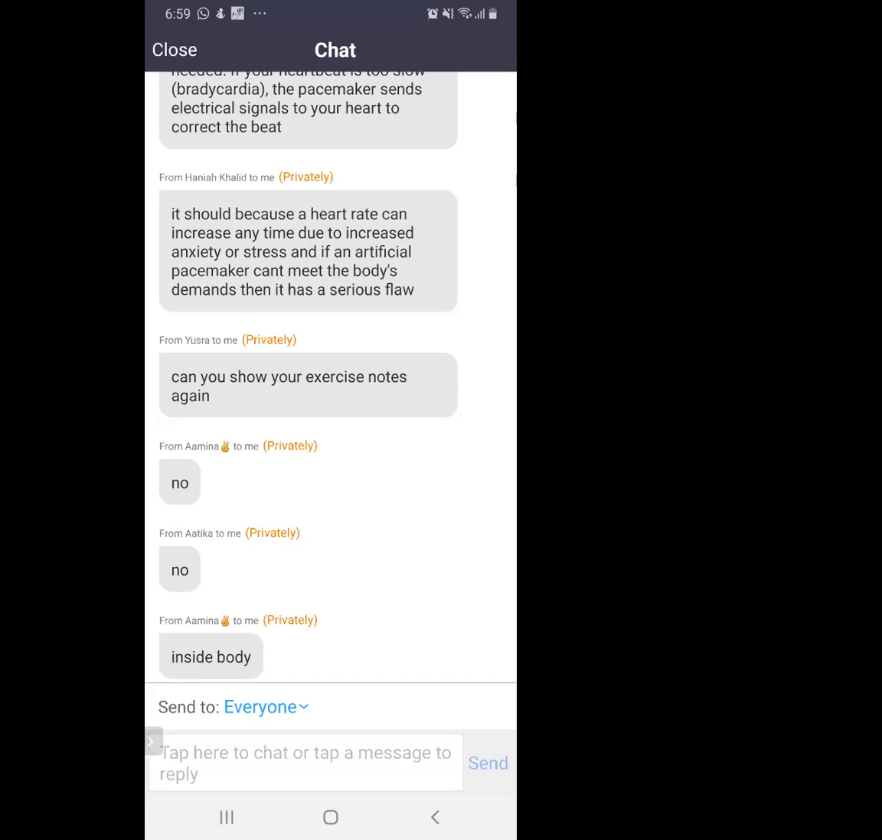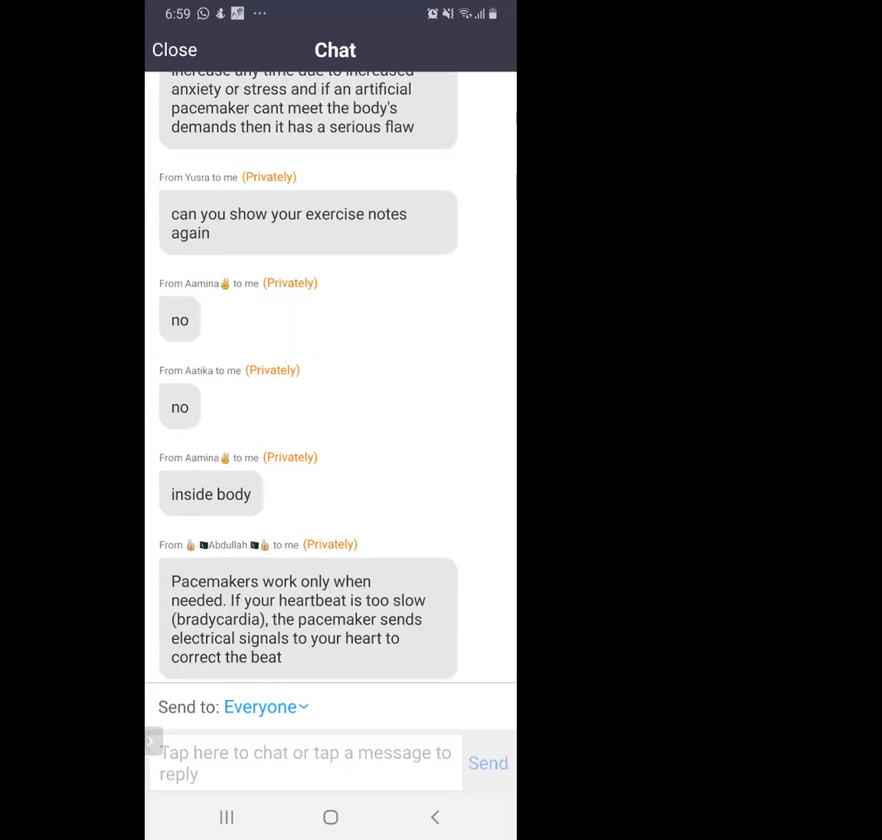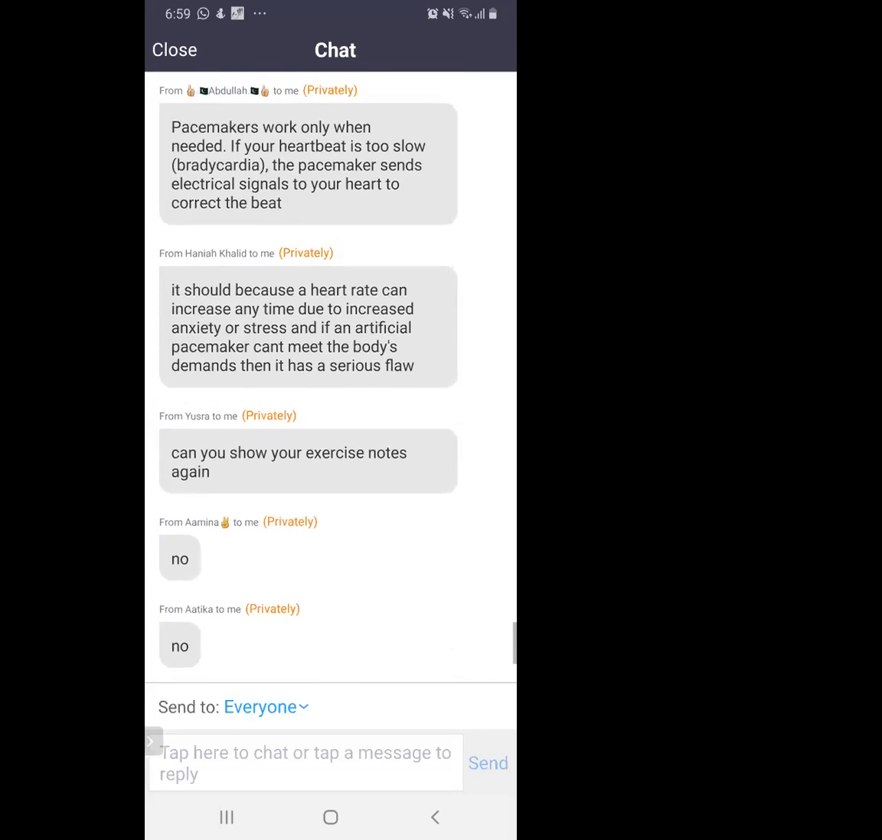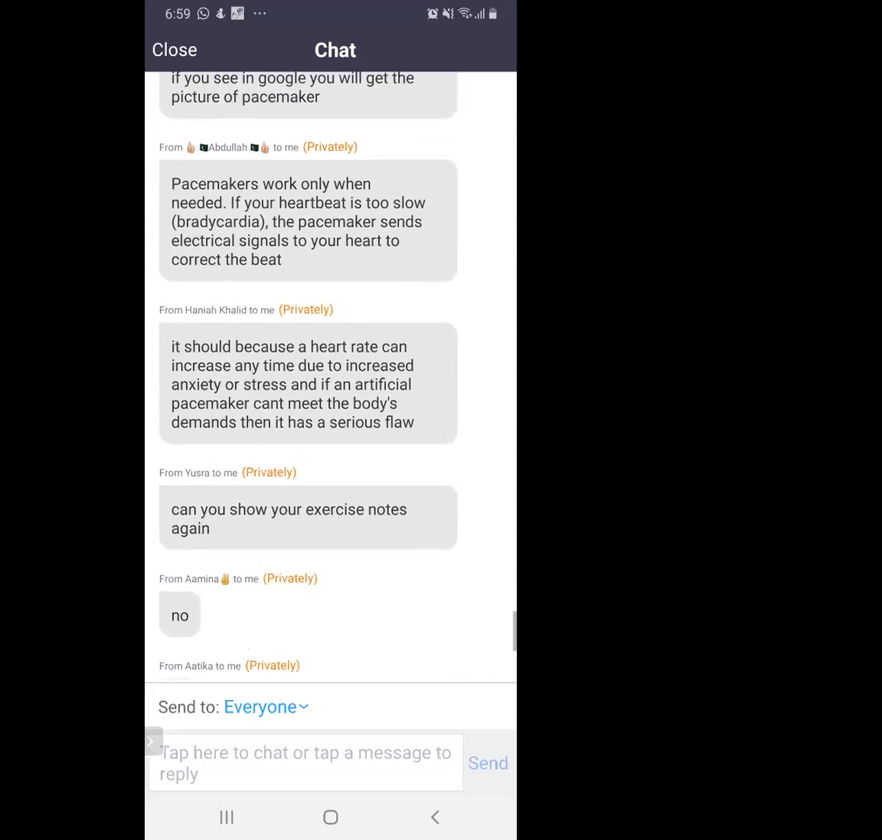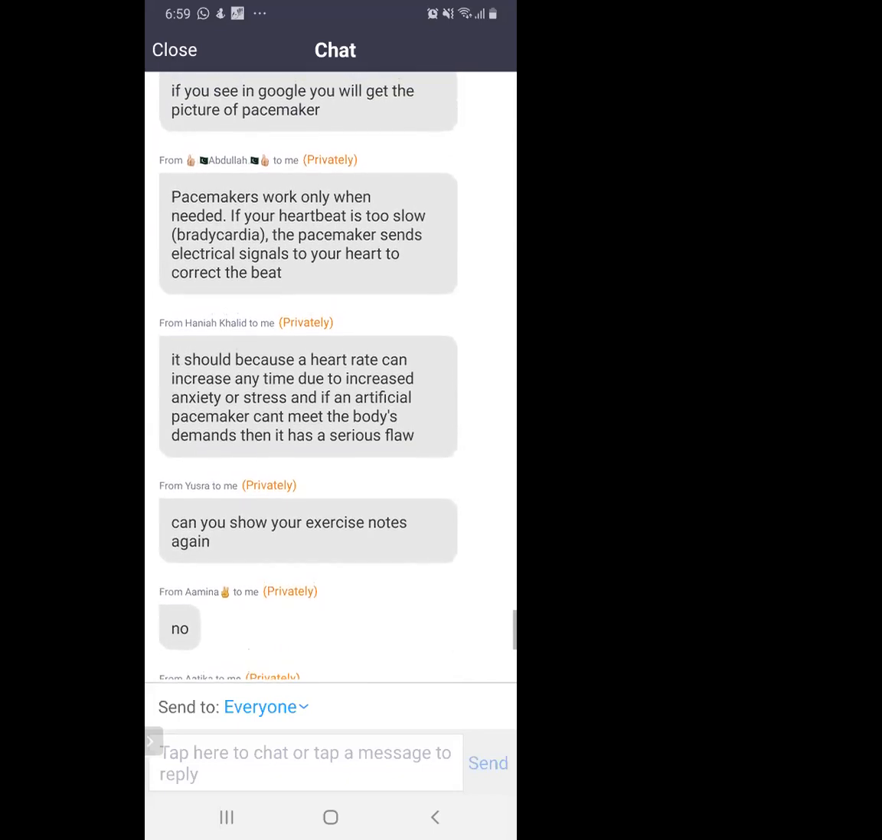It should, because the heart rate can increase anytime due to increased anxiety or stress. And if an artificial pacemaker can't meet the body's demands, then it has a serious flaw. Yes, Hania, you are right. But you know, things made by humans do have serious flaws all the time.